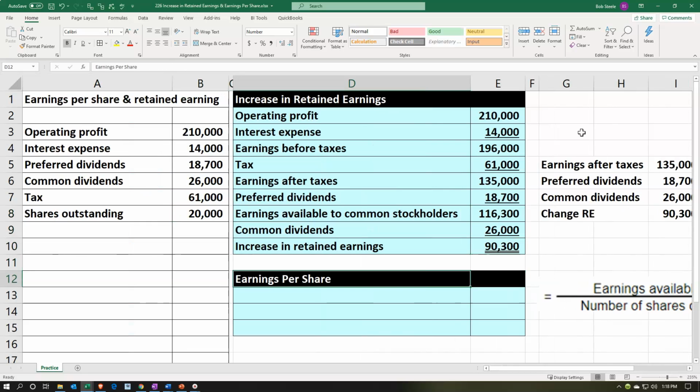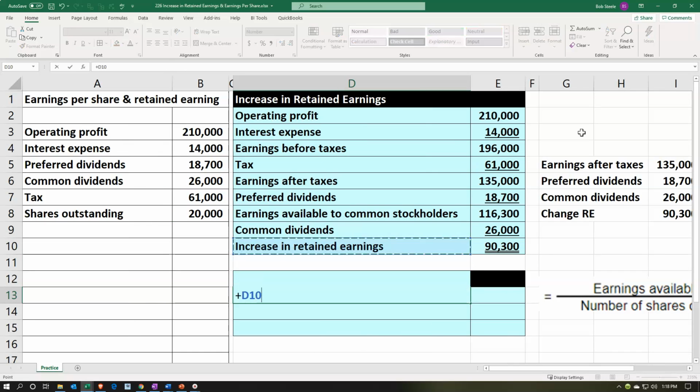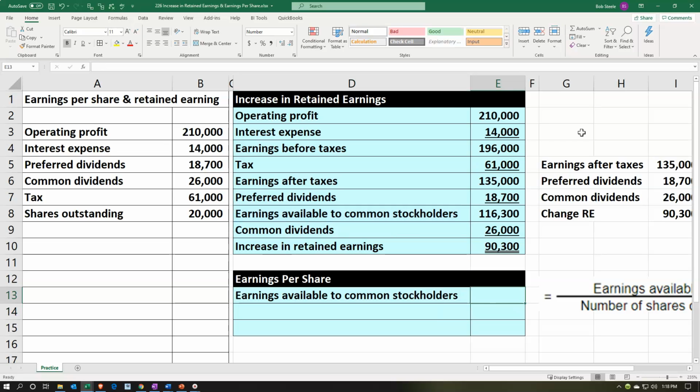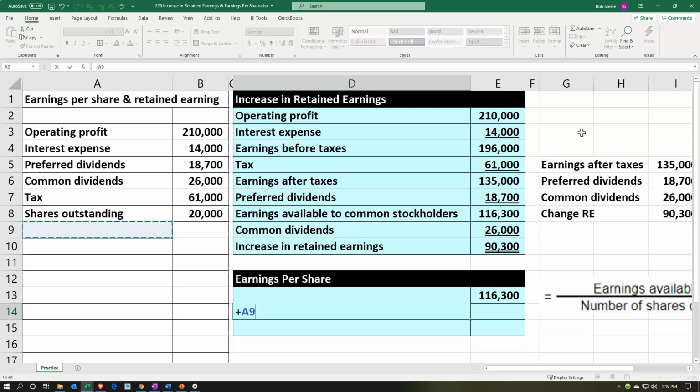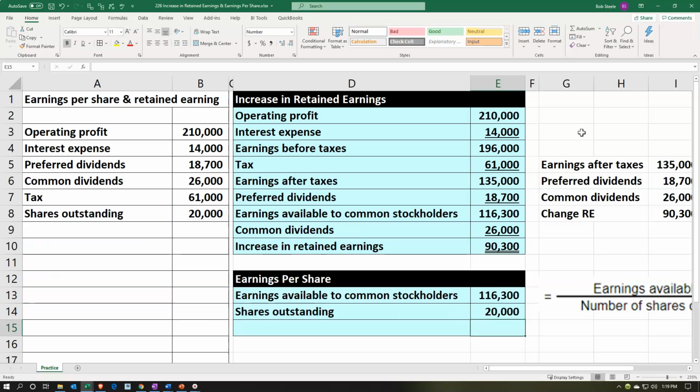All right, and now we can calculate our earnings per share. I'm going to go back up a step to the earnings available to the common stockholder, which was the 116.3. We're going to divide that by the number of common shares, which we said was 20,000, and that'll give us our earnings per share. So earnings per share is going to be equal to the 116.3 divided by the 20,000.